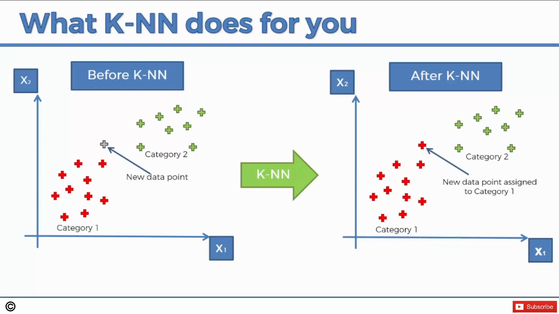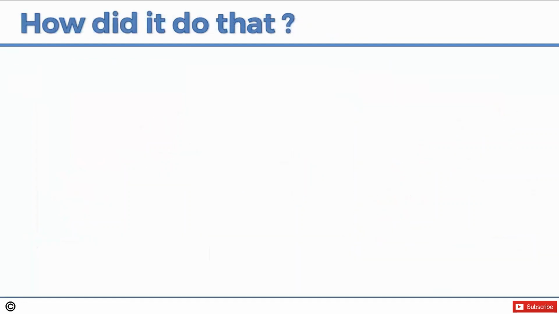So how does the k-nearest neighbor algorithm work? How did it do that? Well, we're going to build a step-by-step rule guide to the KNN, and after we've built it, we're going to actually perform it manually to see how it works. And as you'll see, it's a very, very simple algorithm.